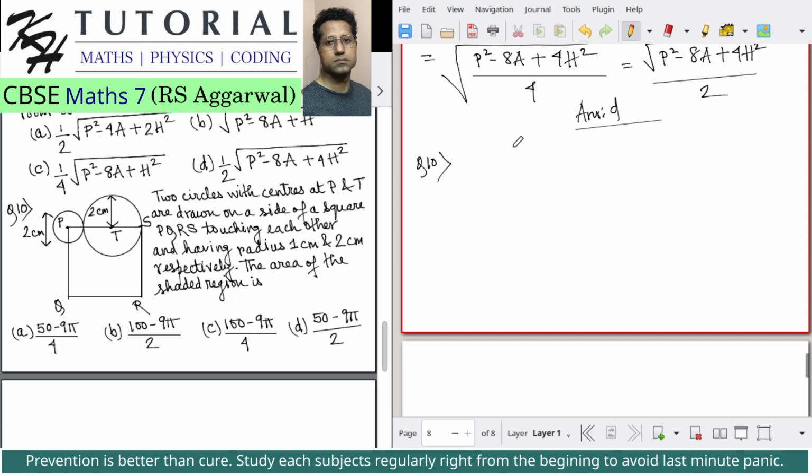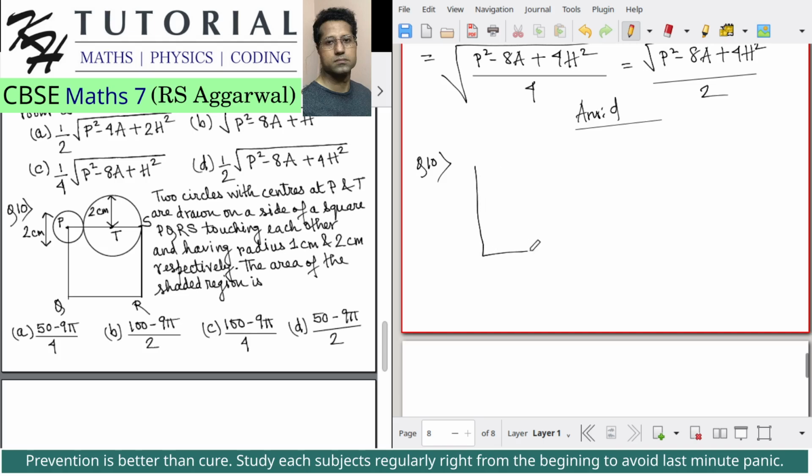Okay. It is given that the radius of the smaller circle is 1 centimeter and the radius of the bigger circle is 2 centimeter. Then the area of the shaded region is, oh, I am sorry, I forgot to shade the region. So actually, I'm really sorry for this.